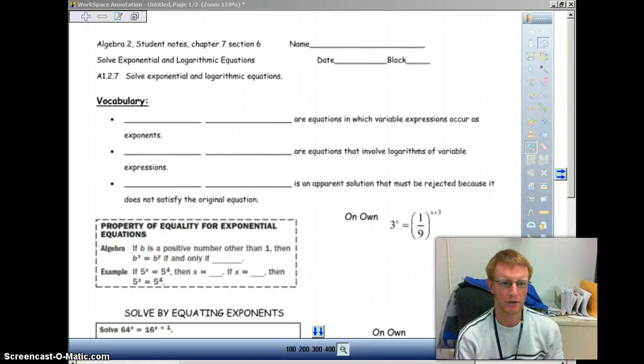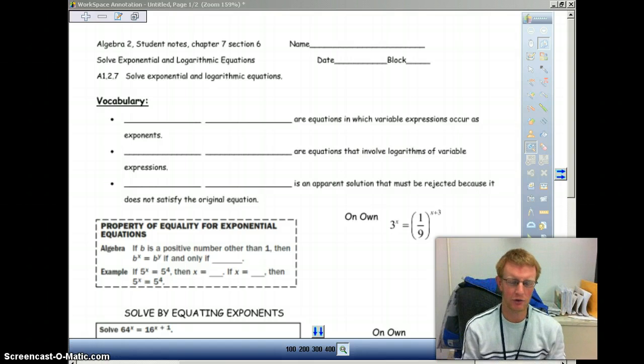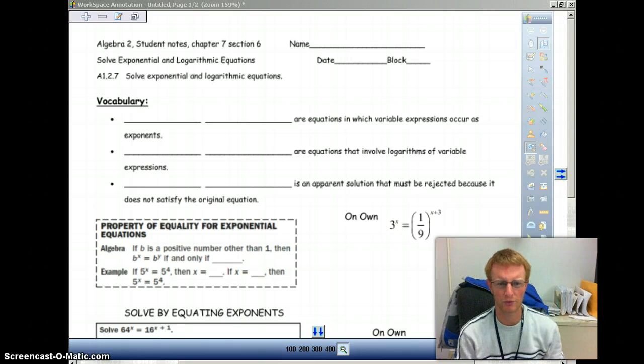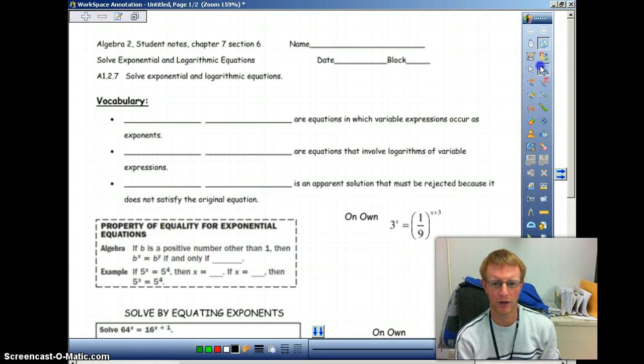So this is going to be a little bit of a long video. I imagine it's going to take us more than one video to get through this. So again, take your time on this. Section 6 is solving exponential and logarithmic equations. The good thing is we've done a little bit of this, so hopefully we can go through this a little bit quicker than normal on certain parts of it.